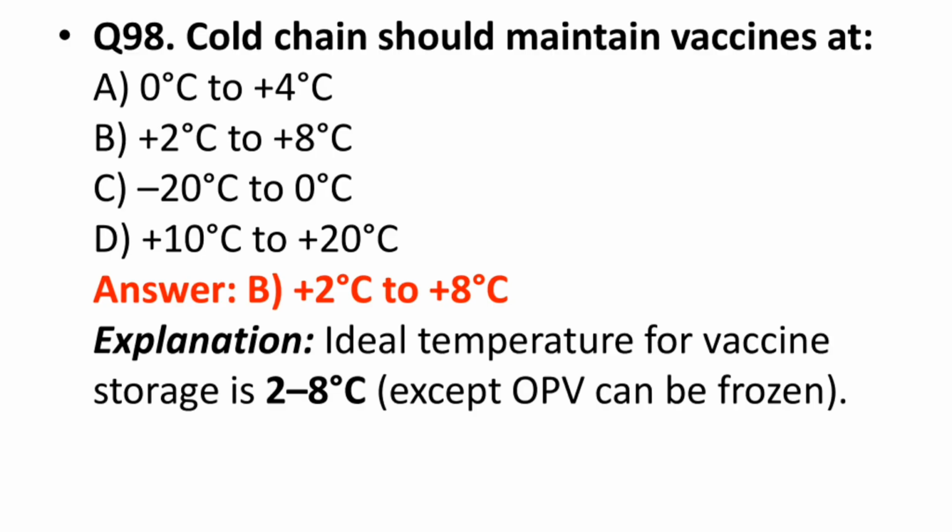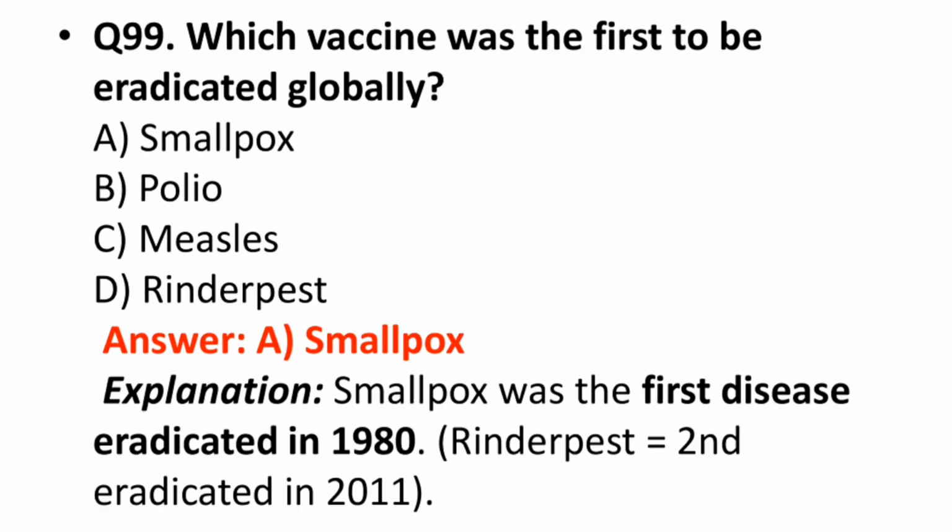Ideal temperature for vaccine storage is 2 to 8 degrees Celsius, except OPV can be frozen. Cold chain should maintain vaccines at plus 2 degrees Celsius to plus 8 degrees Celsius.